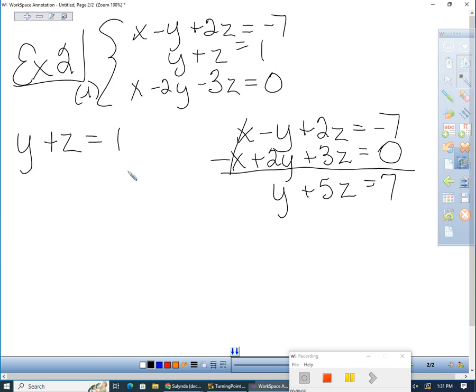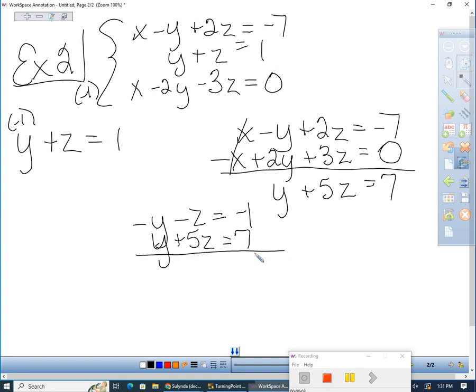So now you'll notice I have an equation with no x and another equation with no x. We're going to put those two together. What variable do you want to eliminate next? You want to get rid of y, Jordan? Okay, which equation do you want to multiply by a negative 1? Okay, so we're going to multiply this one by a negative 1. So we have negative y minus z equals negative 1. This one is y plus 5z equals 7. Oh, it is a negative 7. Thank you. Negative 7. Appreciate that.